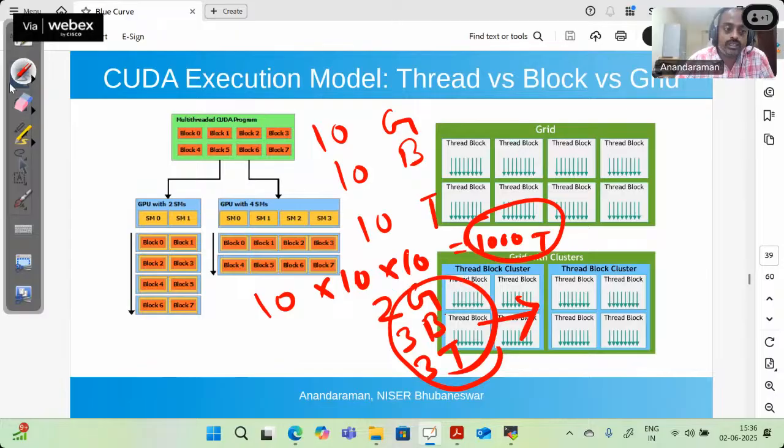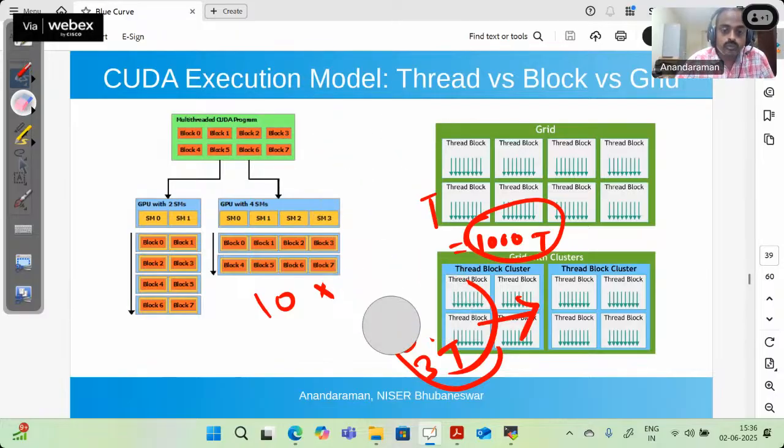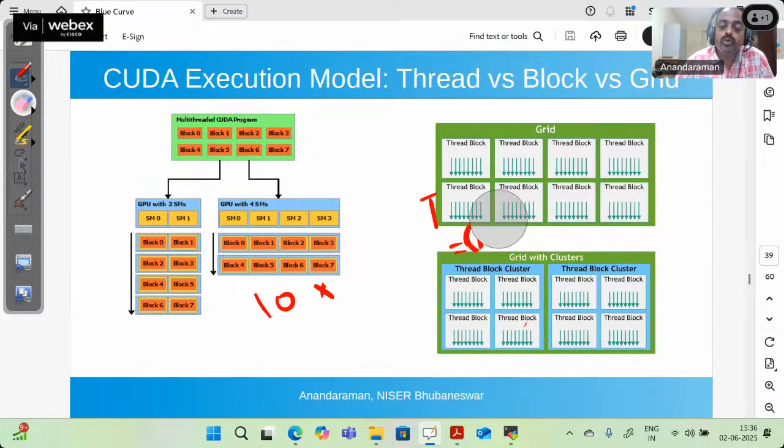That you can learn. This is how the GPU is highly parallel.